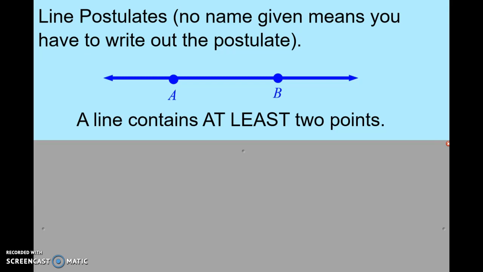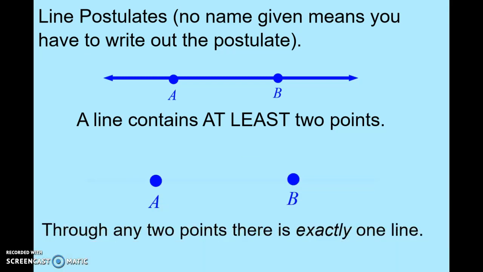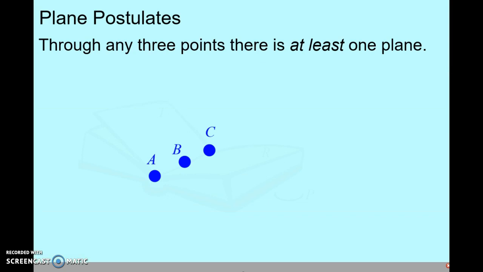The second postulate also deals with lines. If I have 2 points, there's exactly one line that connects those 2 points. Through any 3 points, there is at least one plane. So I have those 3 points. You can see that they're collinear.